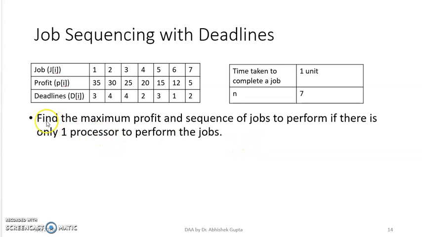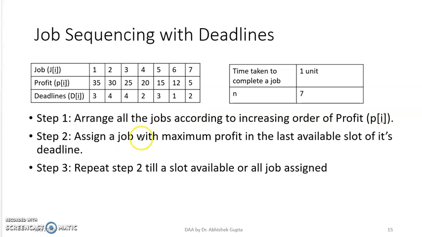So the question can be: find the maximum profit and the sequence of the jobs to perform if there is only one processor to perform the jobs. So you have only one processor, and one processor can complete one job at a time. Profits have been given, so you have to find out the maximum profit. So we consider this question. How do we solve such questions?